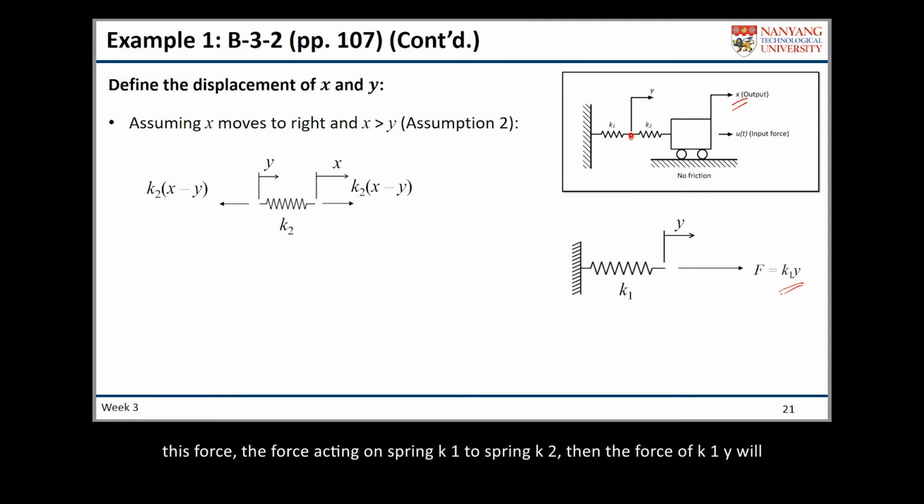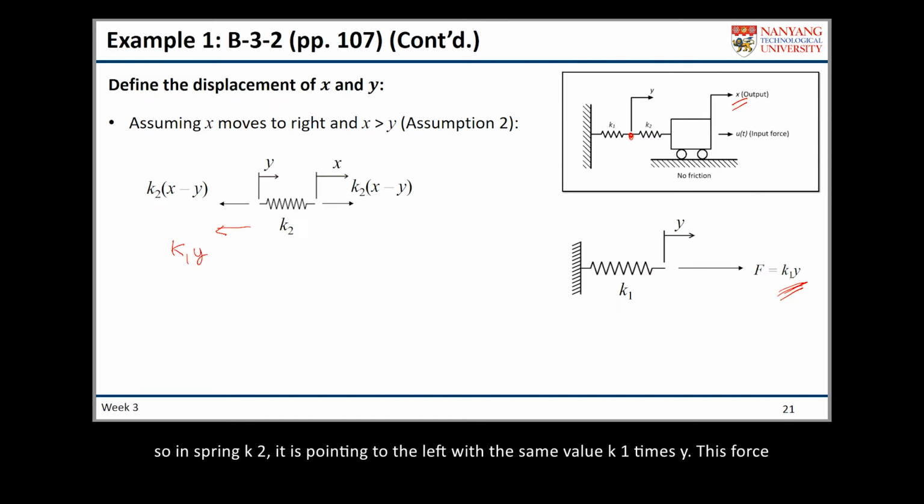If we transfer this force, the force acting on spring K1 to spring K2, then the force of K1y will act as a reaction force to spring K2. K1y in spring K1 is pointing to the right, so in spring K2 it is pointing to the left with the same value, K1 times y.